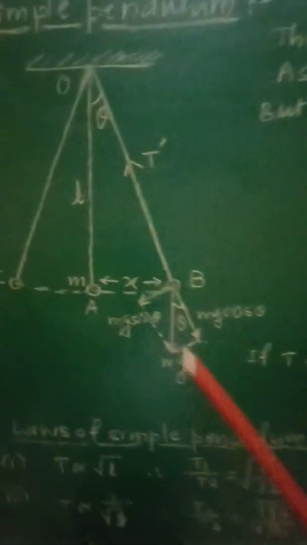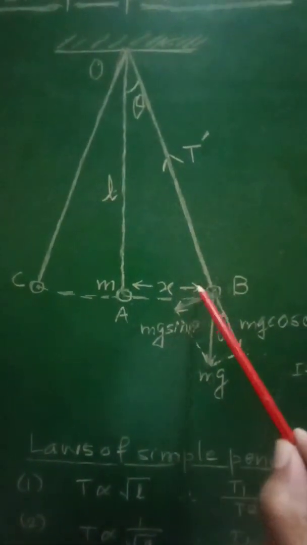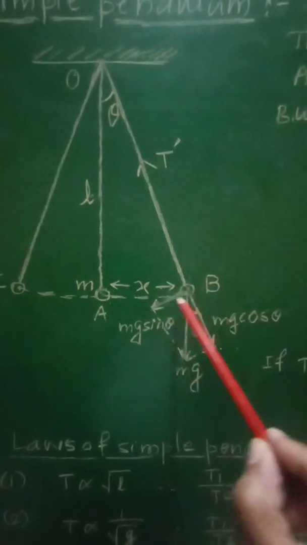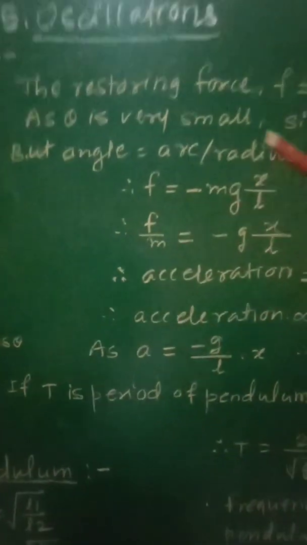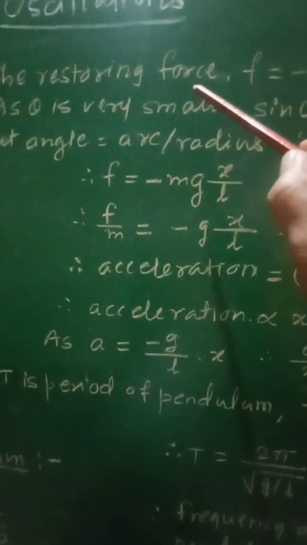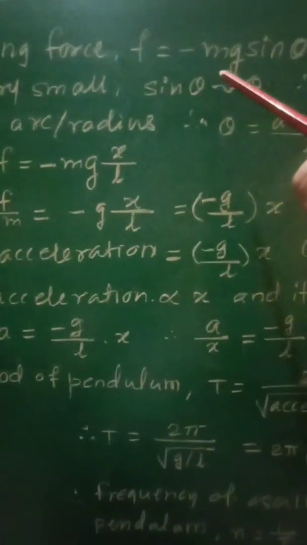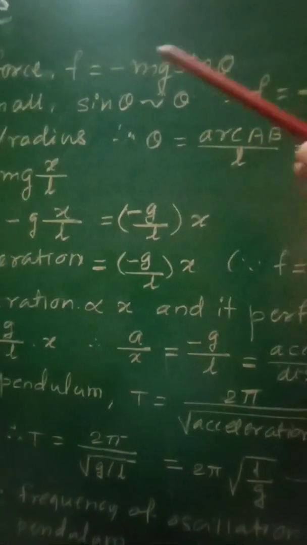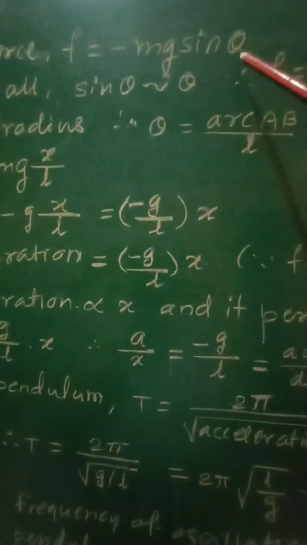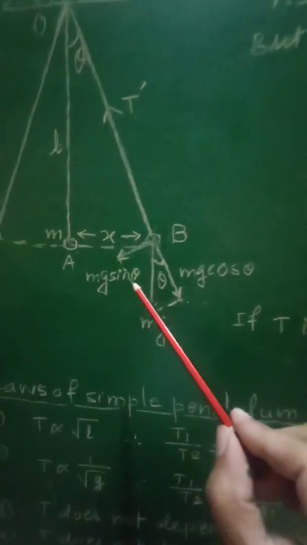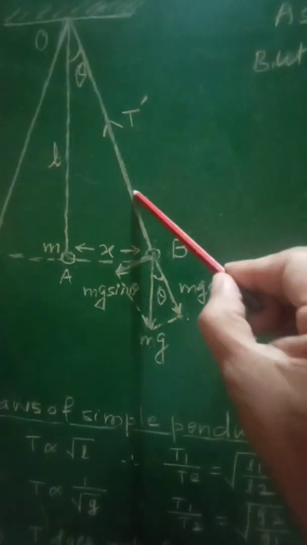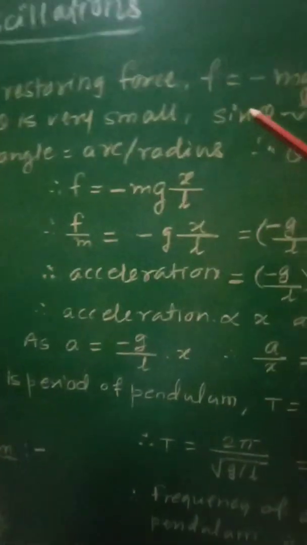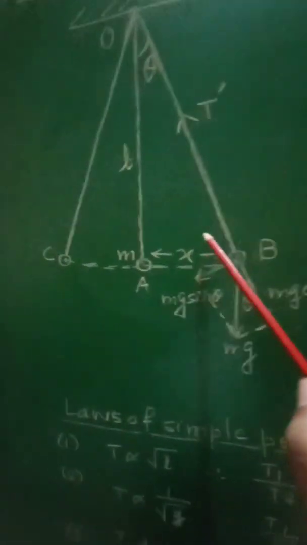Now when that bob is displaced from position A to position B, the restoring force will be acting on that bob so as to bring it towards the mean position, and therefore the restoring force acting on that bob, F, will be equal to minus mg sin theta. F is equal to minus mg sin theta, and at the same time this mg cos theta will balance the tension in the string T dash, so that these two will get cancelled.